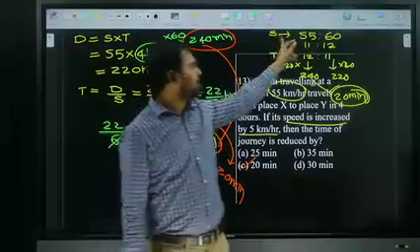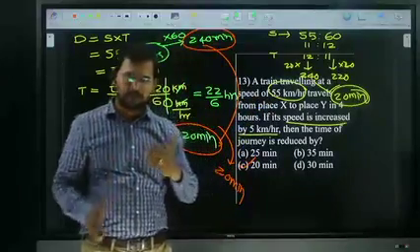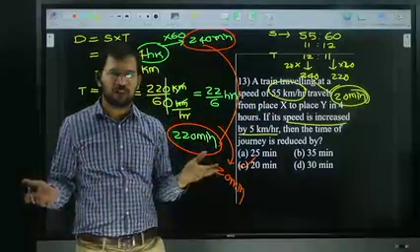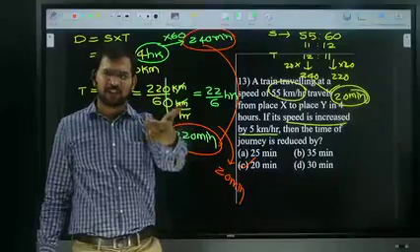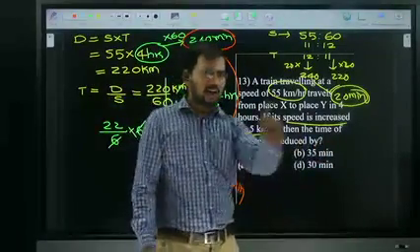Just the speed ratio 55 is to 60, that is nothing but 11 is to 12. The time ratio is 12 is to 11. 12 parts is 240 minutes. Sir, how is it 240 minutes? 4 hours is nothing but 240 minutes. Why are you converting into minutes, sir? Because the options are in minutes. All of you understood?